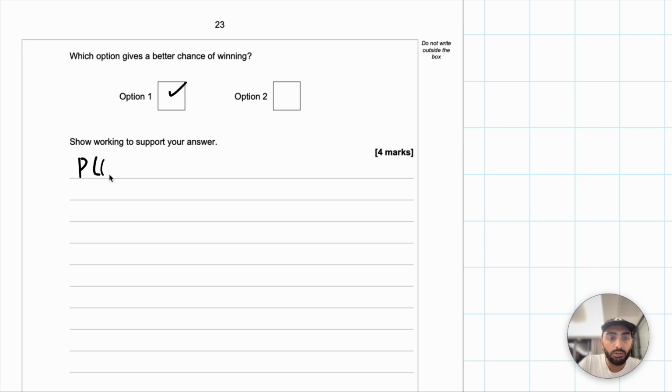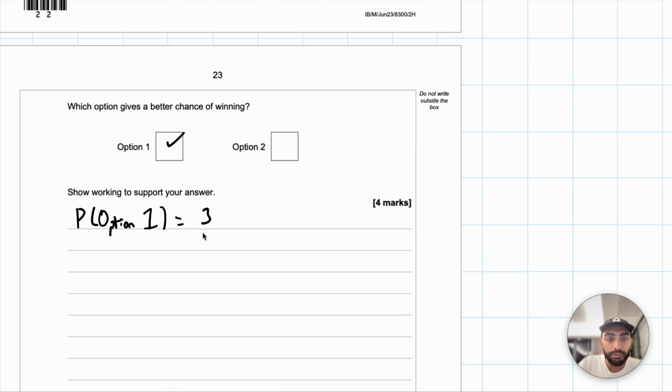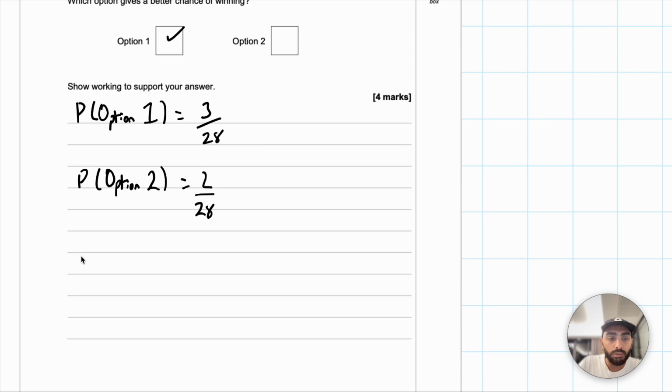The probability of option 1, we're just summarizing our answers here, was 3 over 28. And the probability of option 2 is 2 over 28. So this one is larger than this one. We'll just write that the probability of option 1 is greater than the probability of option 2.